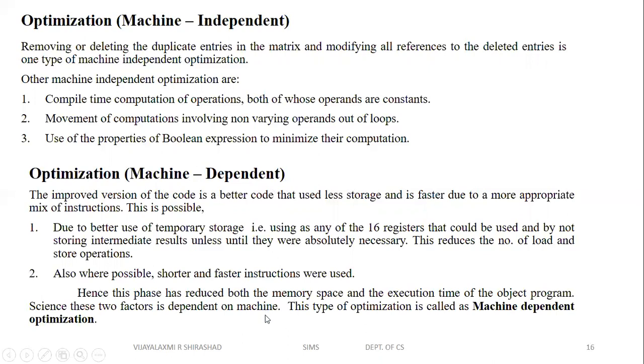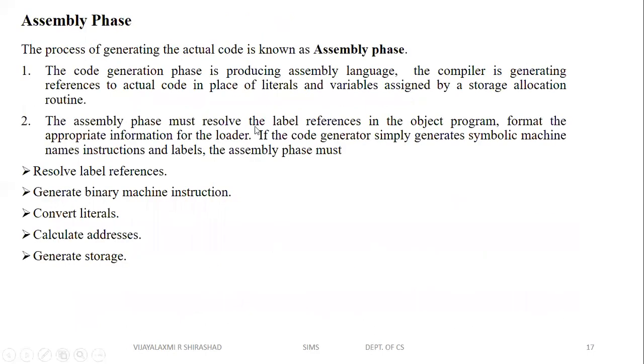Since these two factors depend on the machine, this type of optimization is called machine dependent optimization, because it is dependent on the machine structure. In the beginning I made a mistake about the other one: machine independent optimization is not dependent on the machine structure, because it is with respect to the variable length and variable size that you defined, and according to that it will fluctuate. But this one is with respect to the machine and the machine structure that it is going to be evaluated. Sorry for that.